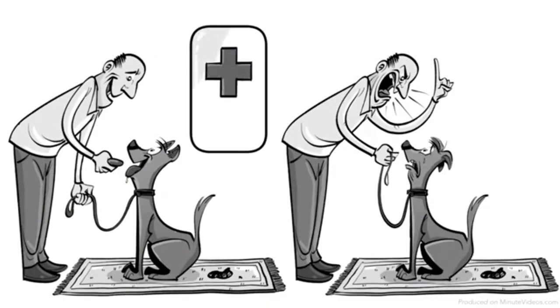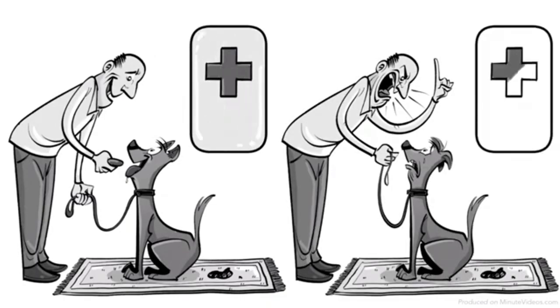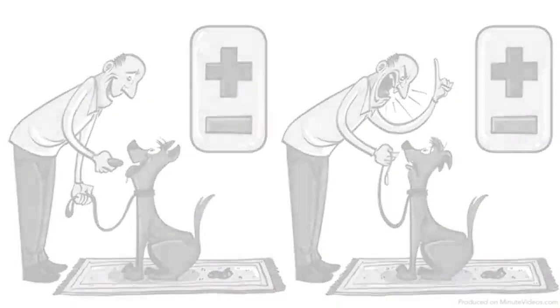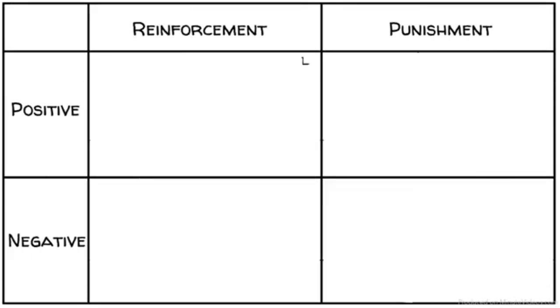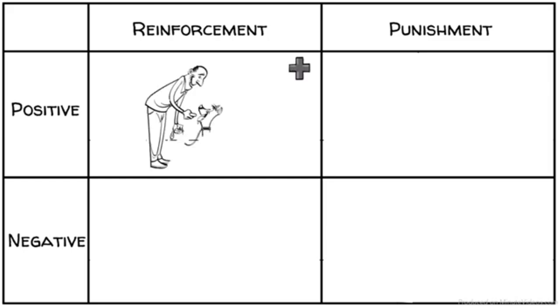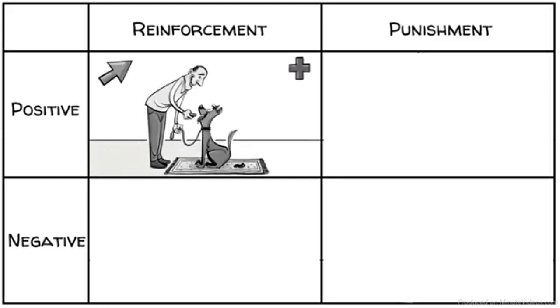Both reinforcement and punishment can either be positive or negative, which means we have four possible ways to teach this dog a lesson. We can draw the four options in a table. If reinforcement is positive, we add something pleasant like a cookie to increase the likelihood of the behavior.